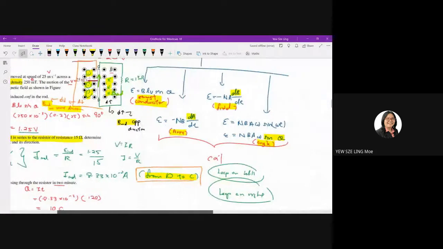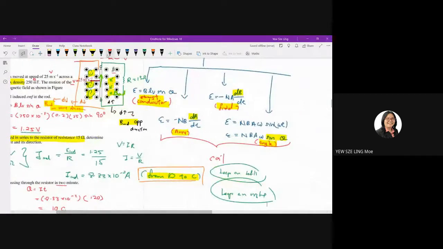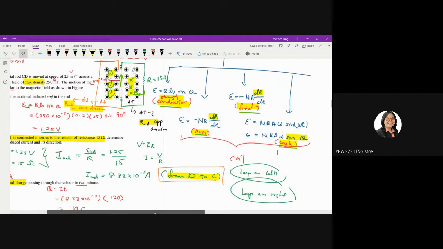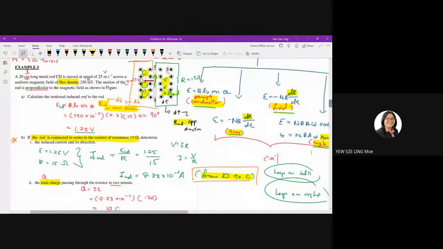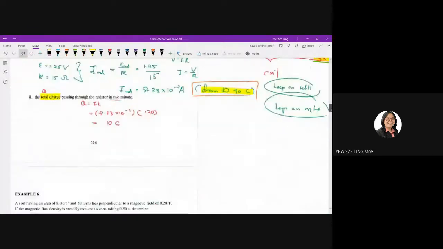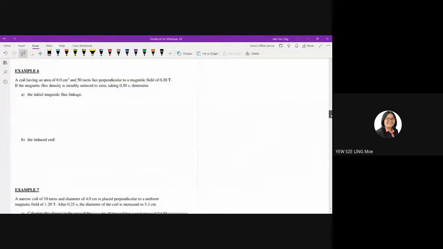Kalau kamu tahu objek apa yang kamu tengok, contohnya, if you're looking at a conductor, then this is the only equation. If you're looking at a coil, and there's a change in area, this is the only equation. Change in field, this is the only equation. Change in angle, this is the only equation. Then once you're able to identify the type of the object and what is happening to them, you should be able to choose the right equations. Right? So that is example 5. Now let's look at example 6.